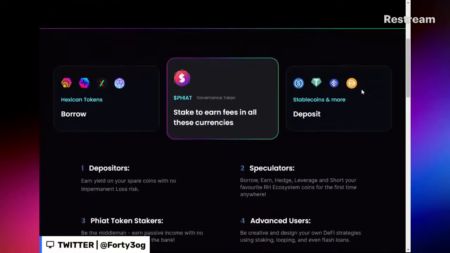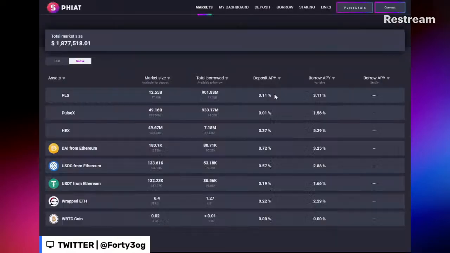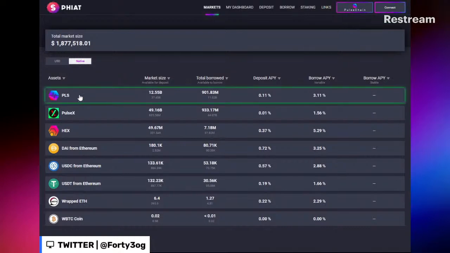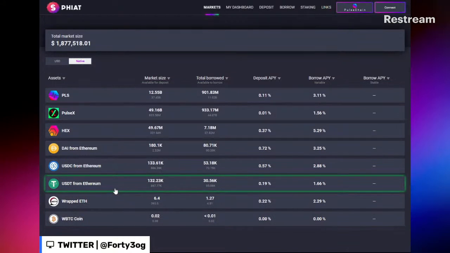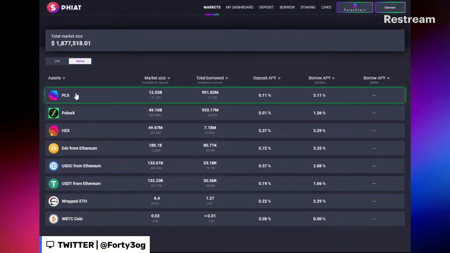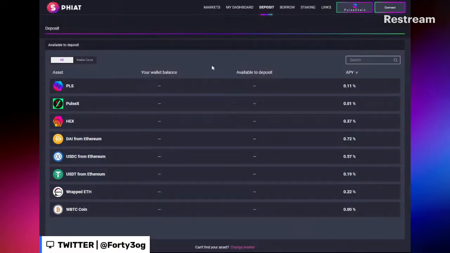So let's go to launch app. Let's see if that goes to the PulseChain version at the top. There you go. That's on Pulse. So if you were to deposit something, you could go to the deposit tab at the top, or you can click on one of the assets. There you go, right there. Yep. It's going to want you to connect your wallet and all that stuff.